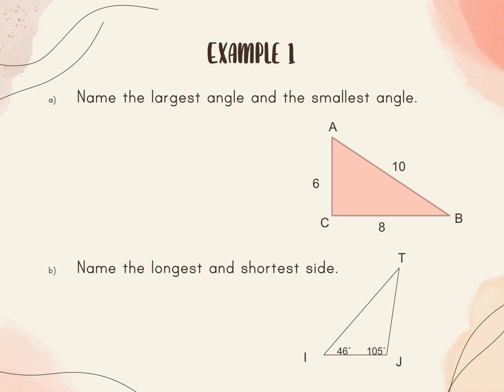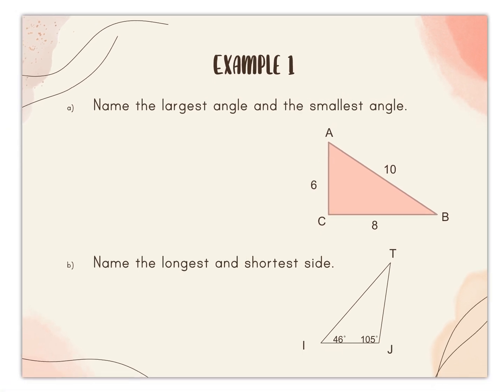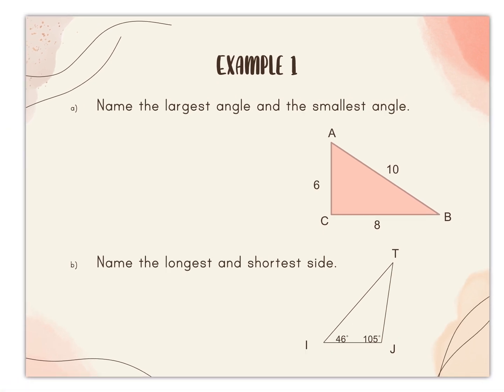So let's do some practice problems with all that we just learned. It says, name the largest angle and the smallest angle of the triangle. Okay, well, let's look at it. Again, if I want the largest angle, I'm going to go straight to the longest side. If AB in this triangle is the longest side, then the angle opposite it is going to be the largest angle. So the largest angle is angle C, because it's opposite the longest side.